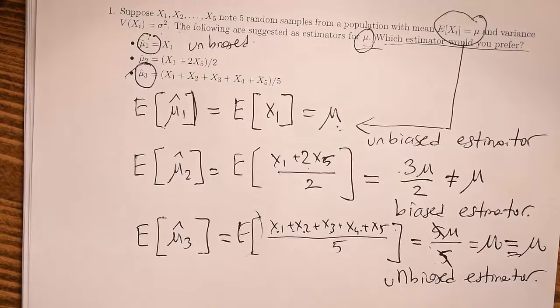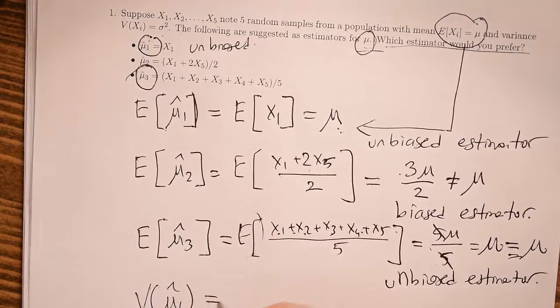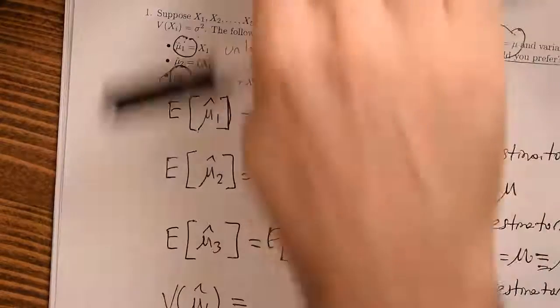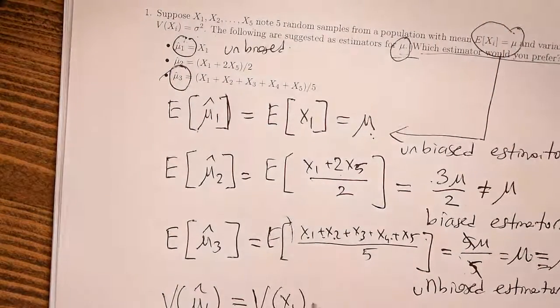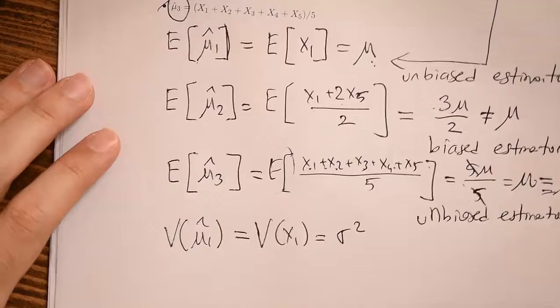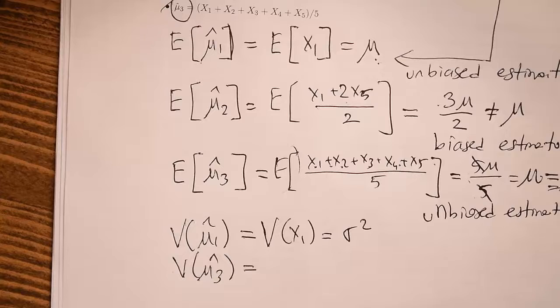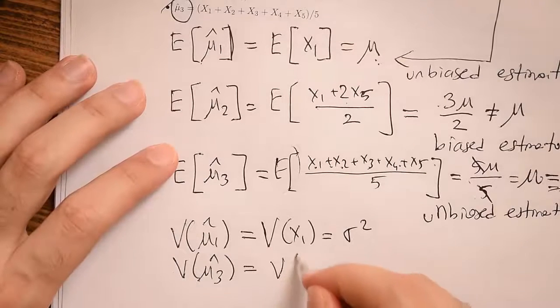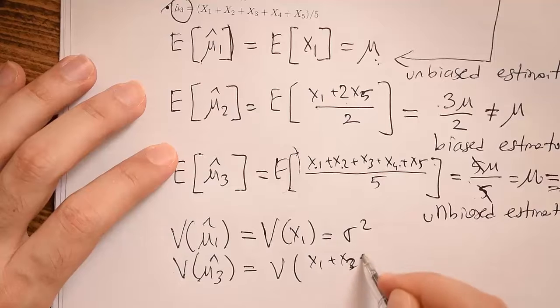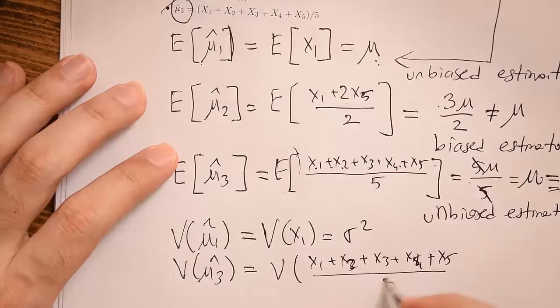So which one would you prefer? Well, there are 2 of them. Of course, the one with the smaller variance, right? What's the variance of mu1 hat? The variance of mu1 hat is the variance of x1, which is sigma squared. It's pretty simple. How about the variance of mu3 hat? That is to say, variance of x1 plus x2 plus x3 plus x4 plus x5 over 5.